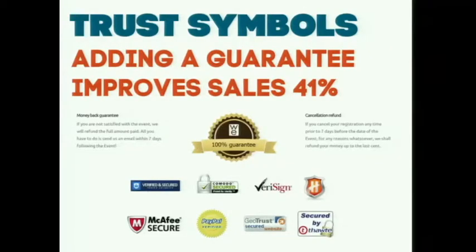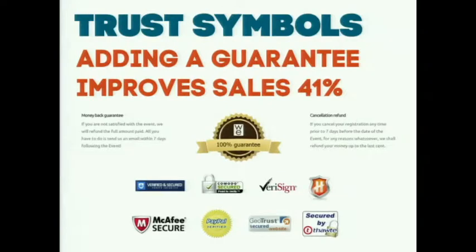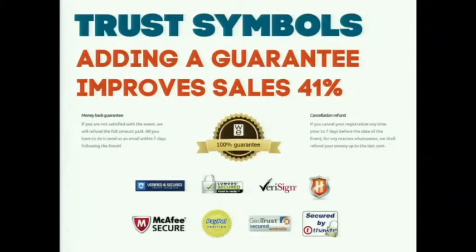Another research shows that if you put trust symbols like money back guarantee, satisfaction guarantee, quality guarantee, and of course stand behind this, not just an empty promise, you can improve your sales by 41% according to this research. So having these symbols is very important, but they are good only if you deliver on this promise.